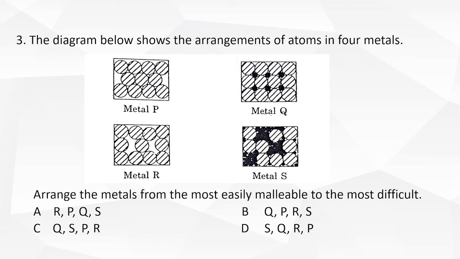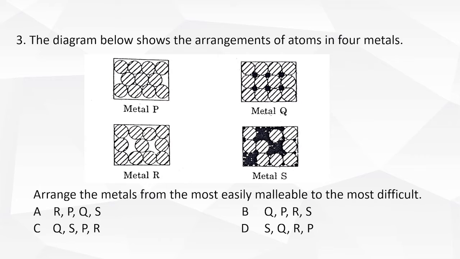All the atoms inside metal P are the same type and same size, so it is not an alloy. They also have empty spaces in metal P. The atoms inside metal R are also the same size and same type, but it has larger empty spaces between atoms. So, we can predict that metal R is more easily malleable compared to the others.